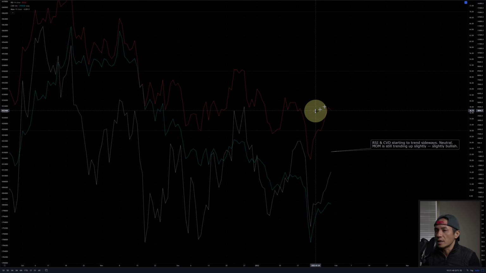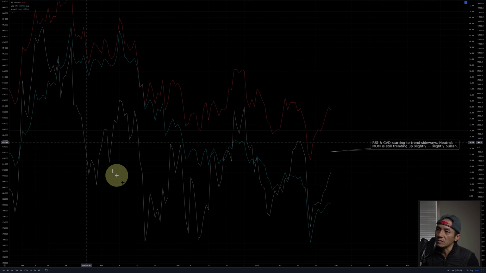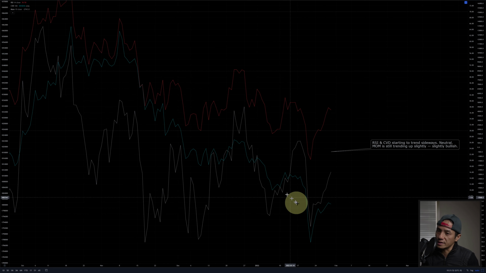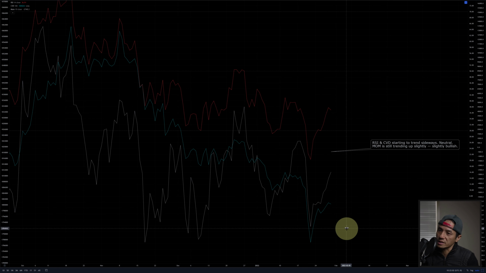So instead of looking day to day, look at the general trend and then figure out what it is doing in the current day. On the cumulative volume delta, which is the aqua line here, it trended down, similar to RSI. The aqua line dipped down here, and then went back up slightly, and then dipped down. So almost the same as RSI.